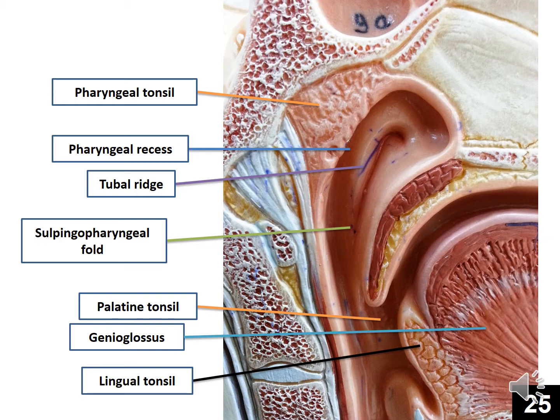Also you can see with the orange color arrow the pharyngeal tonsil, and you can see the salpingopharyngeal fold. The tubal ridge continues inferiorly with the salpingopharyngeal fold, indicated in green. And we see the palatine tonsil, and behind the palatine tonsil this fold is the palatopharyngeal fold, which you will see indicated later. Also you can see the genioglossus muscle indicated by the blue color, and you can see the lingual tonsil with the black color indicator.